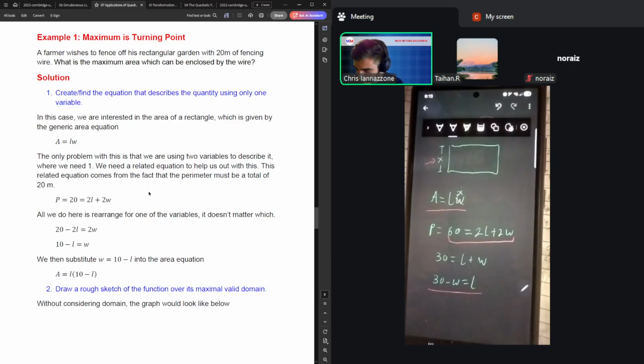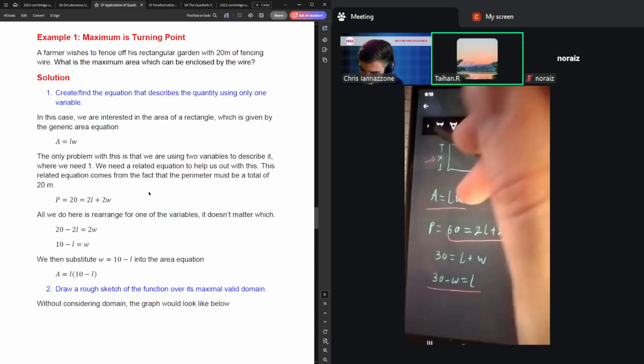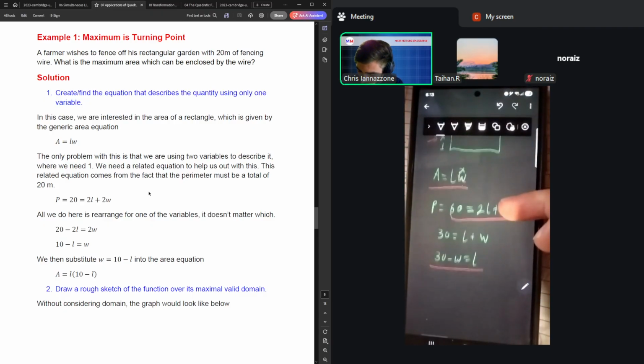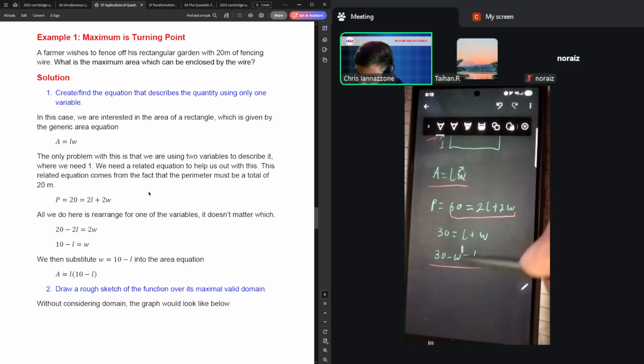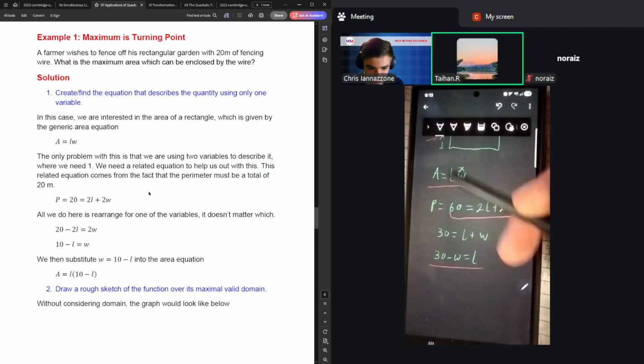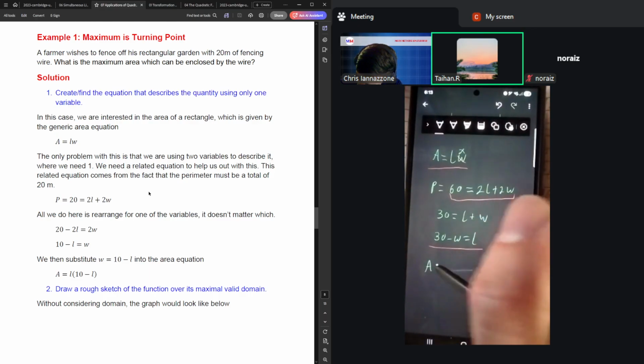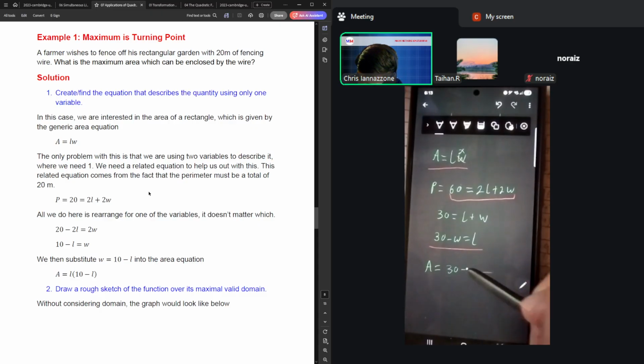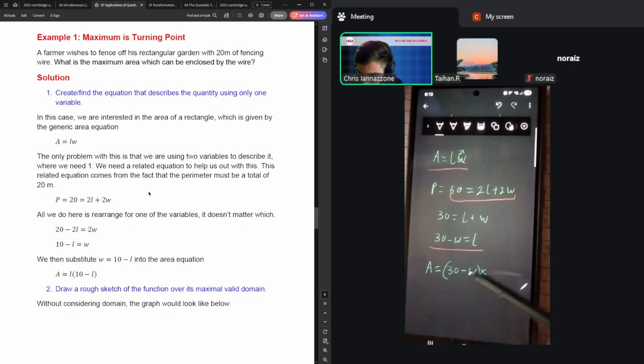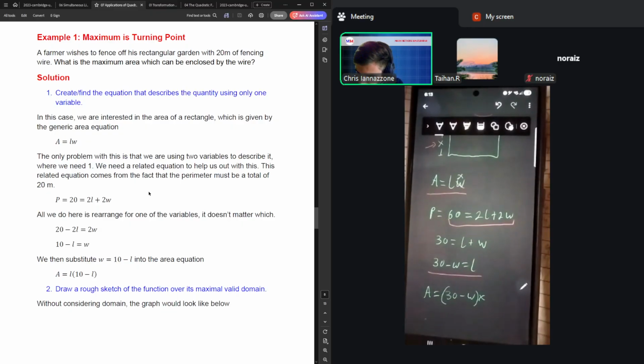Why did we rearrange for L? Is this where the simultaneous equation comes in? Basically, yeah. So it's more of a substitution specifically. We have this thing that says L is the same thing as 30 minus W. So then the area would be equal to 30 minus W times x. Yeah, 30 minus W times X. And there's one final thing to do. We have just put another W back in there. What are we going to do to fix that up?